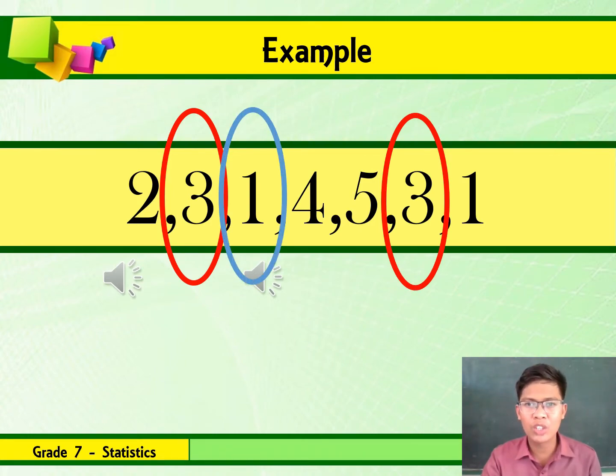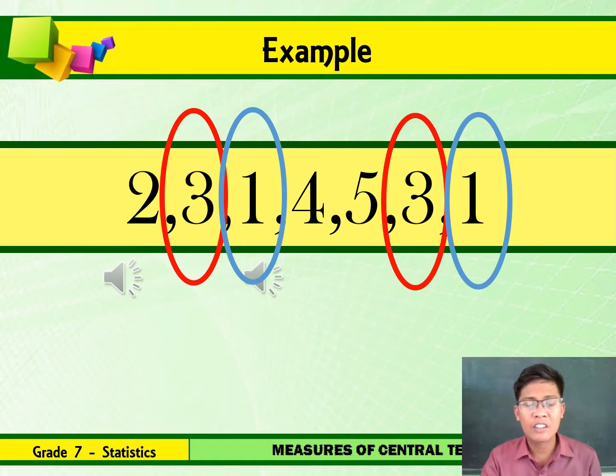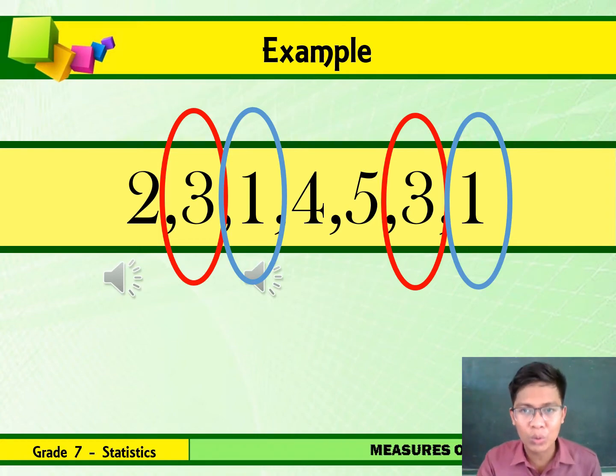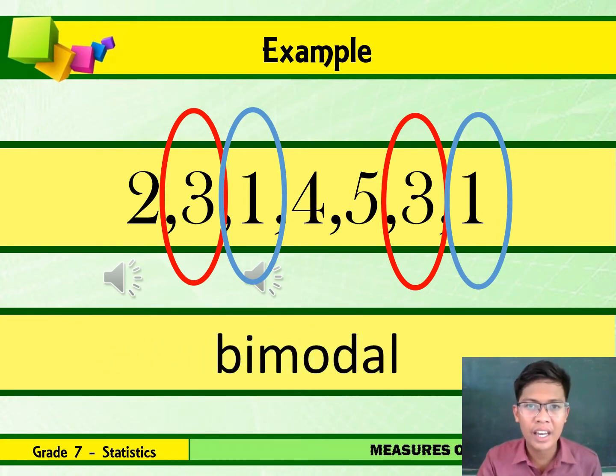So based on our illustration, why do you think that in this given set of data, the modes are 1 and 3? The modes are 1 and 3 because it appears twice on the given set of data. That's right. Since 1 and 3 appears the most in this set of data, then we can call it the modes. And always remember, class, if we have two modes present in this given set of data, then we can call it bimodal. From the word itself, bi means two, modal means mode. So take note of that. Are we clear?